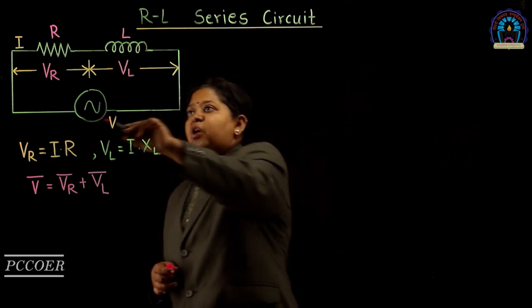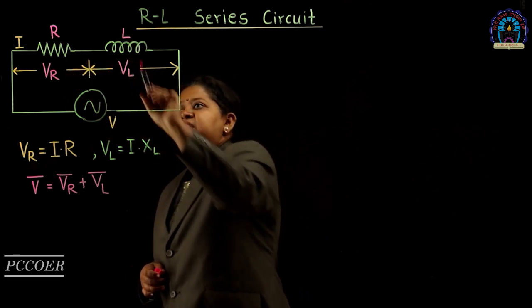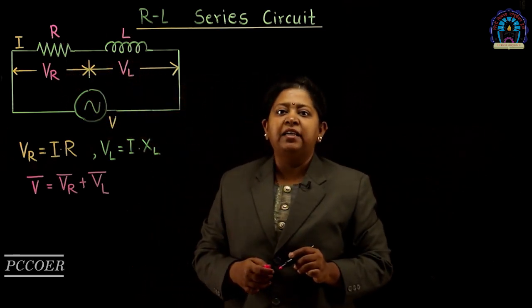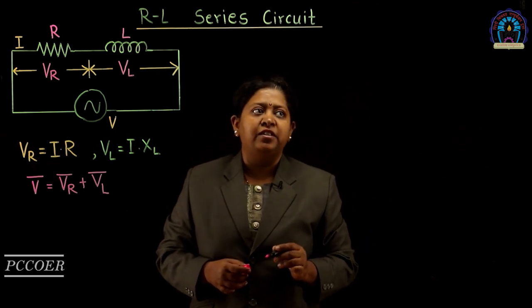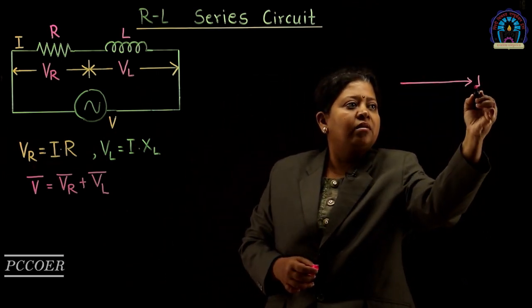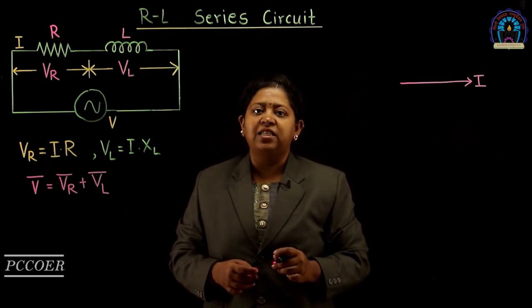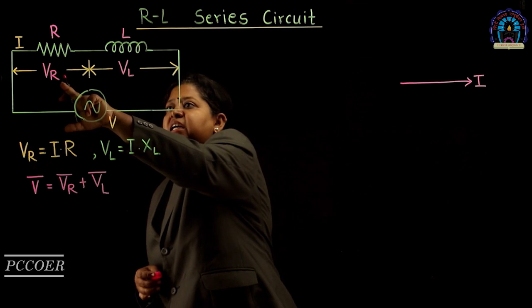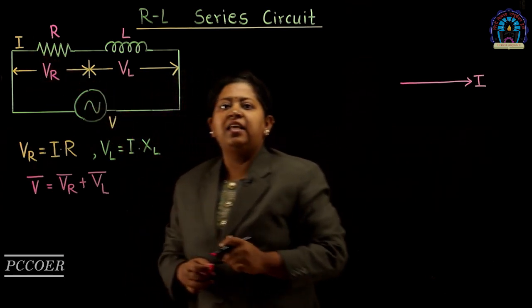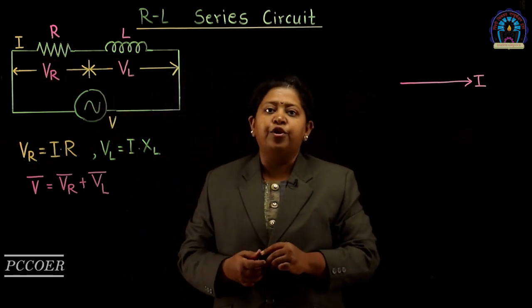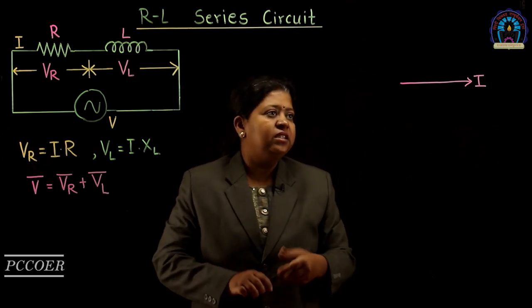Here, current is common for the resistor and the inductor. So, we will consider current as the reference phasor. For the resistor, we know that the voltage across the resistor, that is VR, and the current flowing through the resistor I are in phase. So, we will have to draw VR along the current phasor.